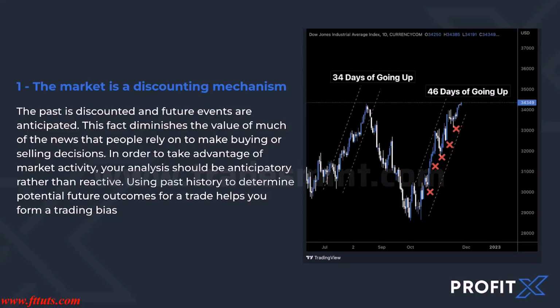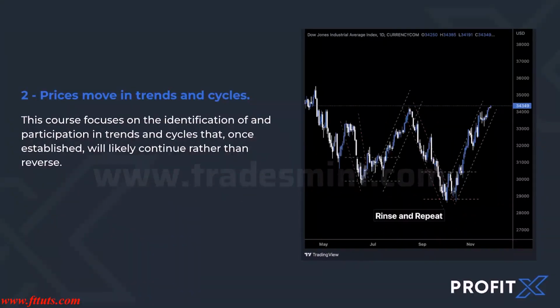Sometimes we wait on news, but the price action, the momentum, and the volume in the chart most times will give us the big picture. You look at 34 days of going up here, it went down, and then 46 days of going up here. The way that we can buy here is similar to the way that we'll buy here. So we'll use past patterns and the market phases that we understand in order to anticipate the likelihood of direction. Now, another thing is price moves in trends and cycles, so we will focus on the identification of trends and cycles.